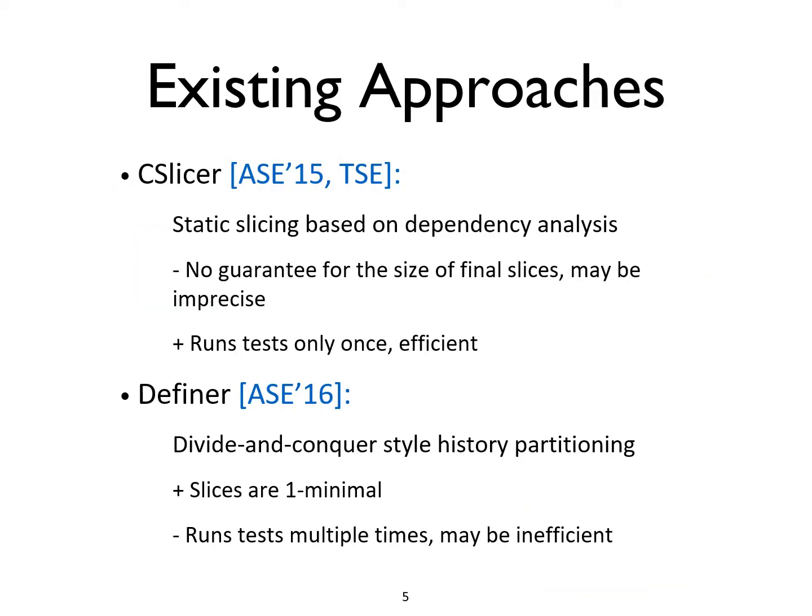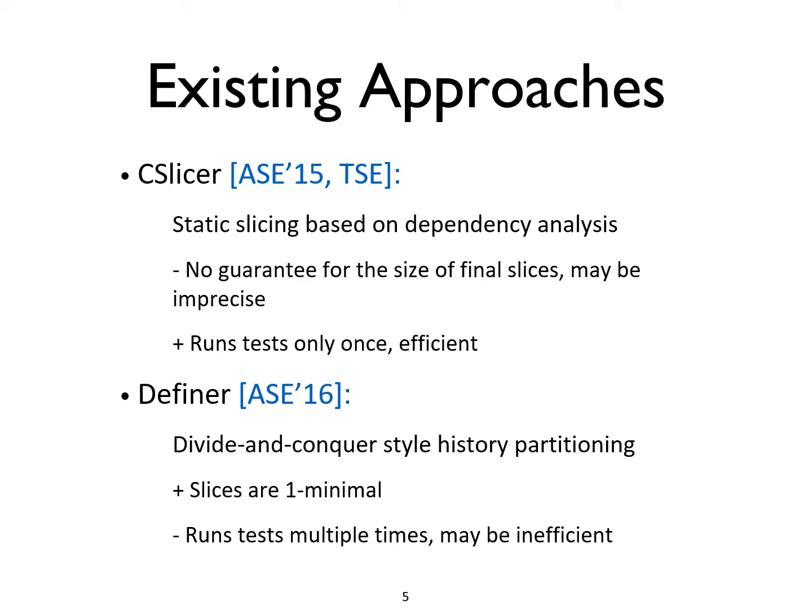We have implemented two approaches of semantic history slicing, C-slicer and Definer. They offer different trade-offs between efficiency and precision. C-slicer identifies a set of commits essential for passing tests based on static dependency analysis. It provides no guarantee for the size of final history slices, thus may be imprecise. However, it only executes tests once, so it is efficient.